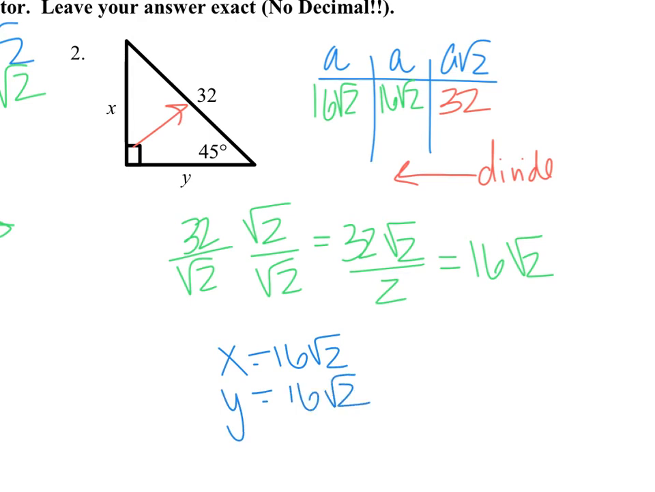Okay, one way you can check your work to make sure that you did this correctly is take 16 root 2 and multiply it by root 2 to see if you get 32. Okay, in this case we would, so we did it correctly. All right, let's move on to the next page of the notes.